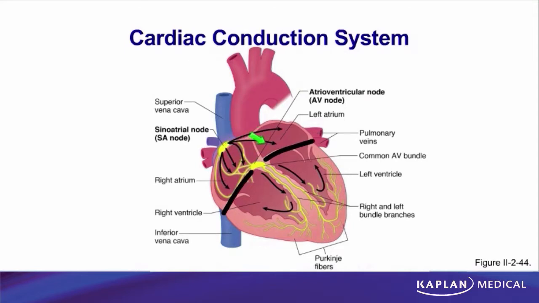So because of that retardation that occurs at the AV node, ventricular systole is occurring at the same rate as atrial systole, but not at the same time. It occurs a little bit after atrial systole. The separation in time is on average about 0.15 seconds. Okay, and that's being caused by the AV node.